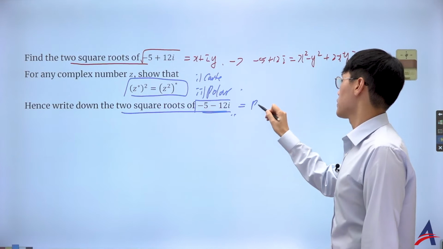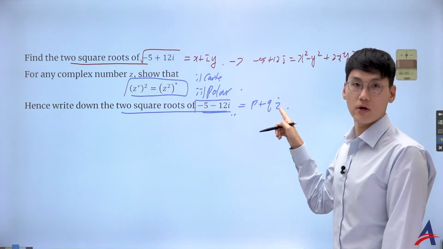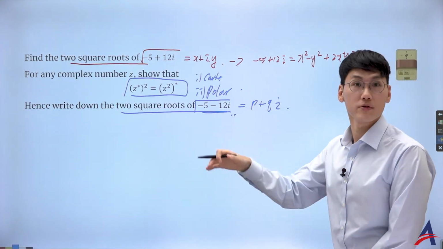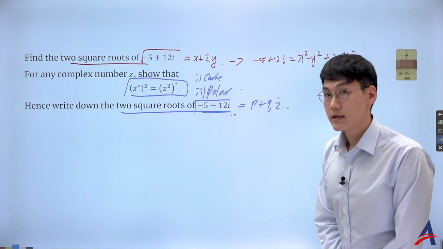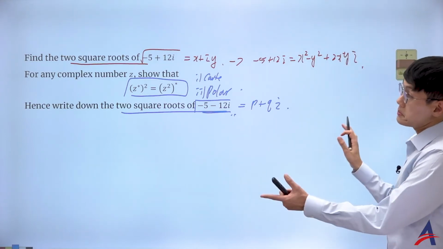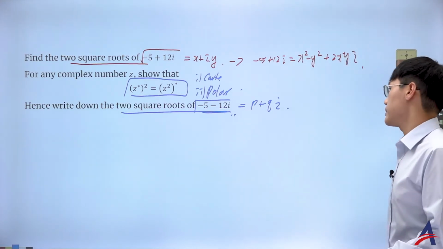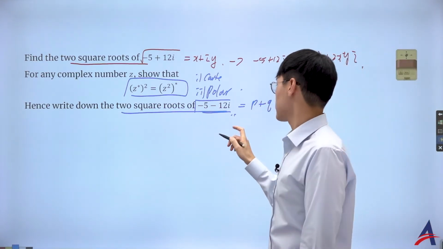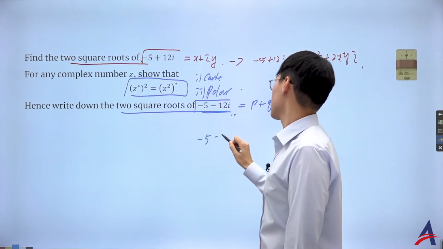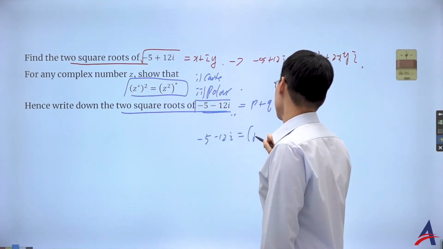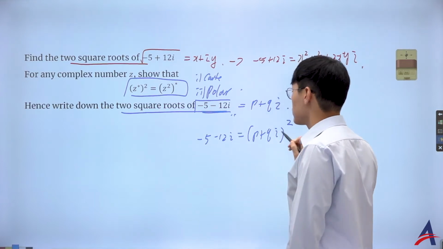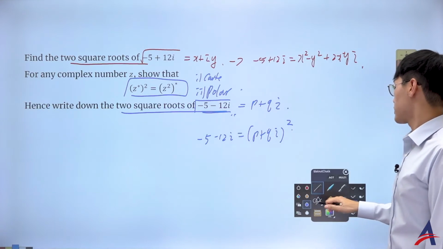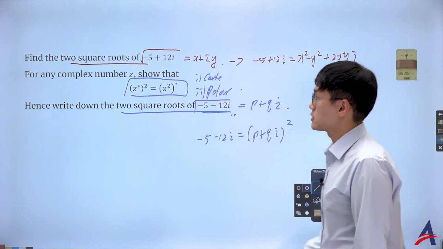So I want to find this to be p plus qi, and I'm supposed to find two pairs of p and q. For that one, what I'm going to do here is take the squaring on both sides. So I've got negative 5 minus 12i equals p plus qi squared. You could have done the expansion and solved the simultaneous equation, maybe.